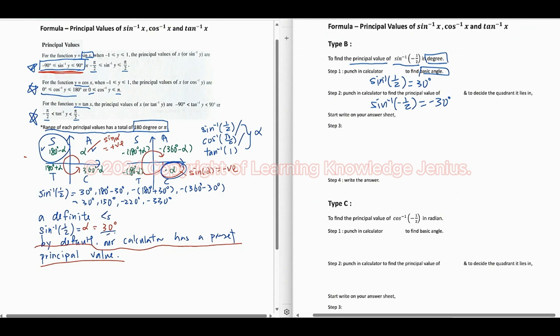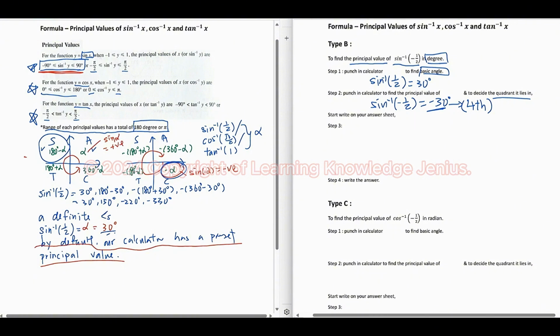So step 1 and step 2 are not required to write in the answer key. You just do them for yourself only. So only step 3 onwards is what you need to write on the answer sheets. So step 3 onwards, after you obtain the value here, you may then realize that, okay, you can decide the quadrant it lies in. You realize that this is actually in the fourth quadrant, but in a negative angle, as you can tell.